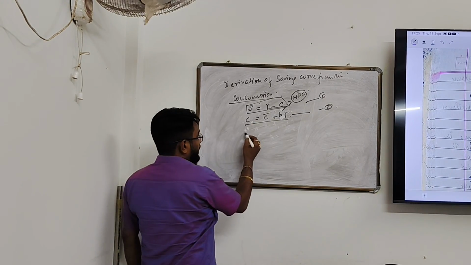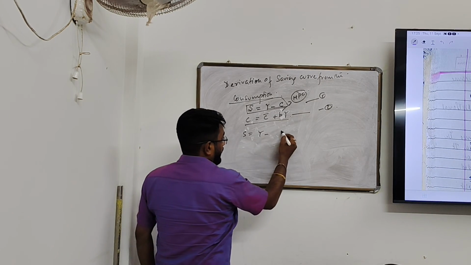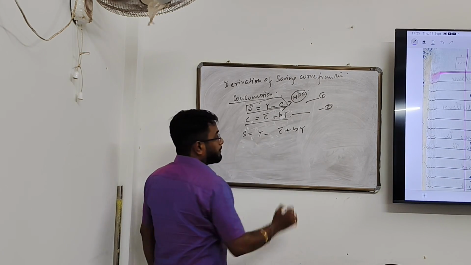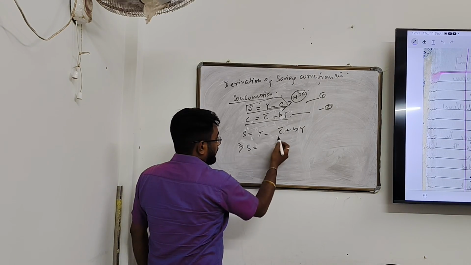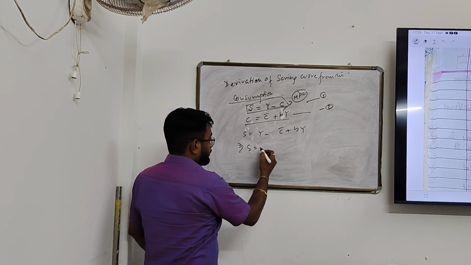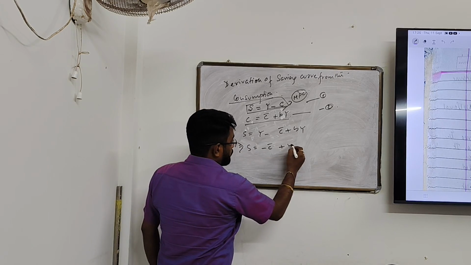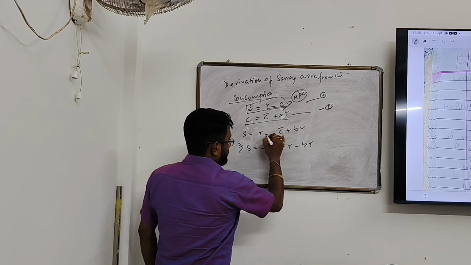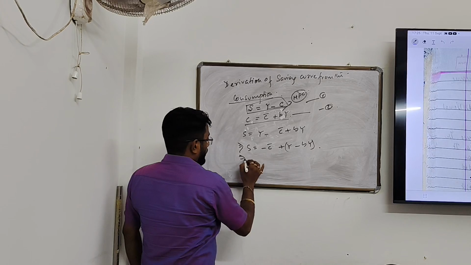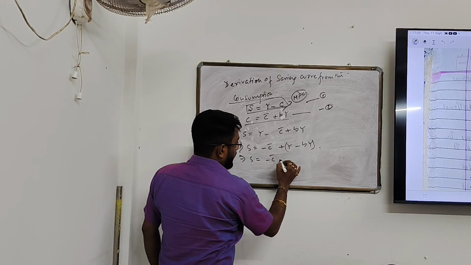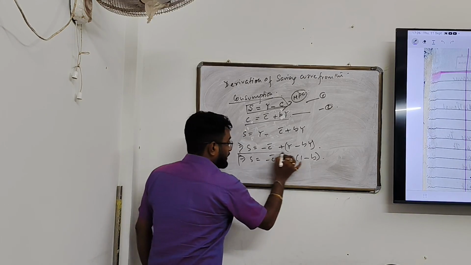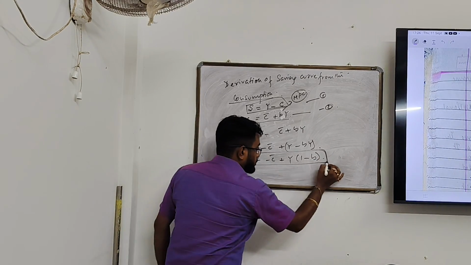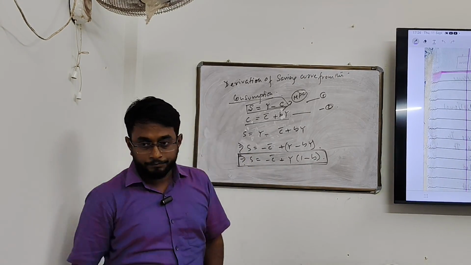Now, that C function, say equations 1 and 2. That C we will write here, so S is equal to Y minus (C bar plus BY). Now S is equal to Y minus C bar minus BY. Now S is equal to minus C bar plus Y(1 minus B). That is the mathematical derivation of the savings function.